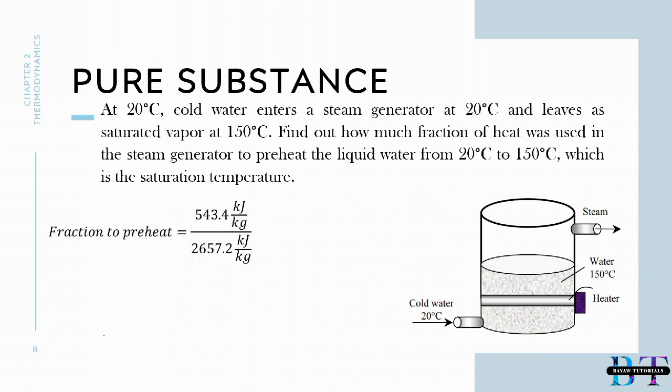Now for our fraction to preheat, we'll be dividing our Q sub preheat over our Q total. And we'll get a value of 0.205, or multiplying that by 100, we'll have 20.5%.